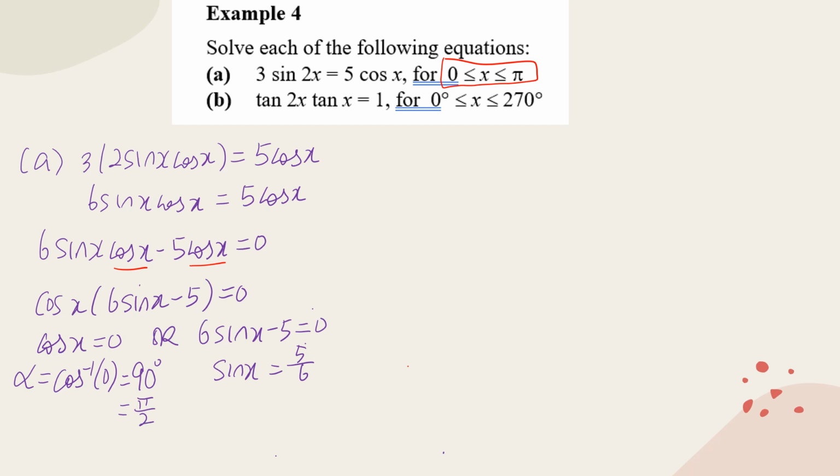If you look at the ASTC, cosine is positive in the first and the fourth quadrant. So from there, x can be pi over 2 in the first quadrant, or in the fourth quadrant, 2 pi minus alpha, which is 2 pi minus pi over 2. That gives you 3 pi over 2. But because the range given to you is between 0 and pi, you don't need to find the angle from the fourth quadrant. So the only possible answer will be x equals pi over 2.